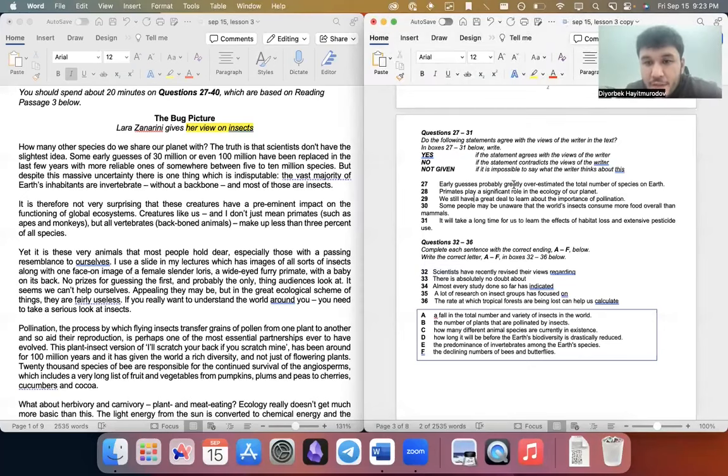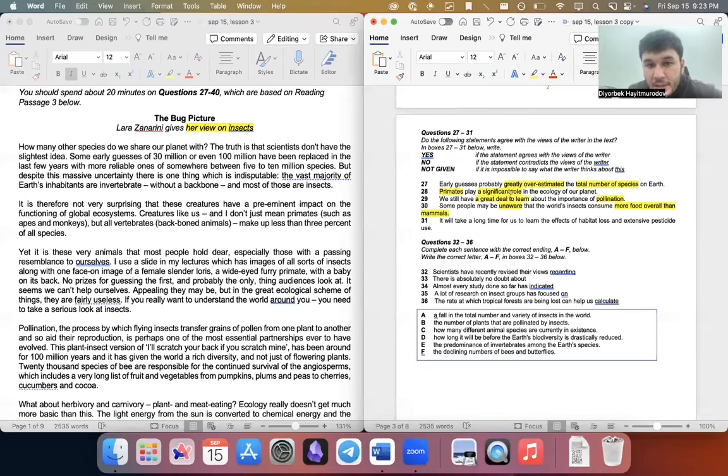Early guesses probably greatly overestimated the total number of species on Earth. Okay, the primates play a significant role in our ecology. I think that's primates, and we also talk about primates. And we still have a great deal to learn about the importance of pollination. I think the key word is pollination. Do we have a great deal to learn or not? Some people may be unaware that the world's insects consume more food than other mammals.